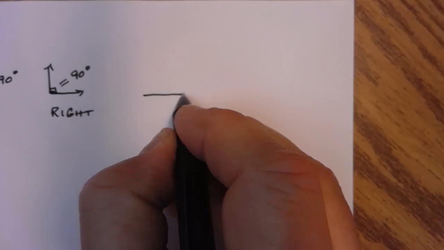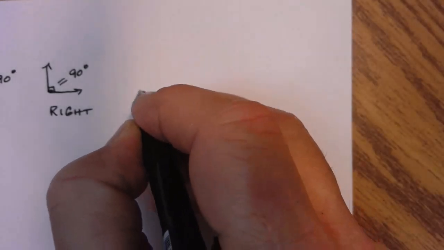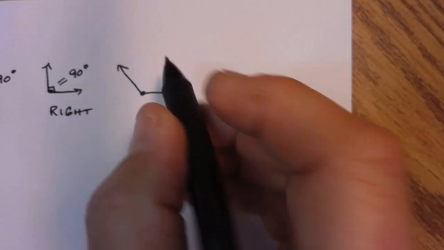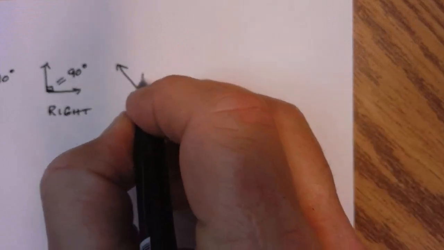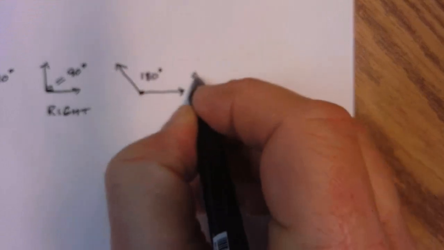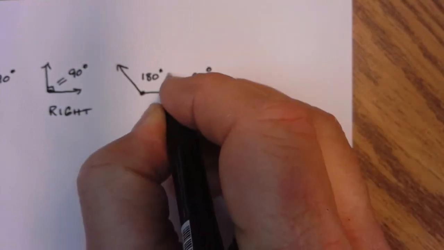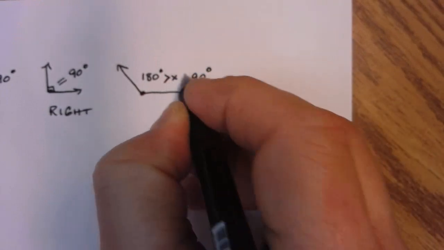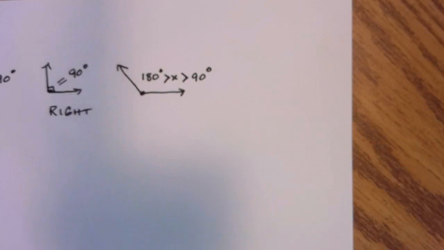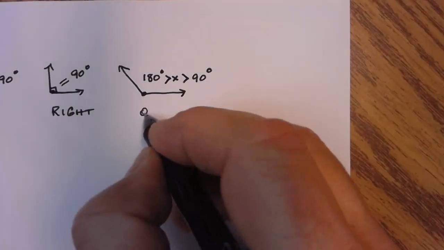If you have a ray that intersects a second ray at the vertex and the angle is less than 180 but greater than 90 degrees, this is called an obtuse angle.